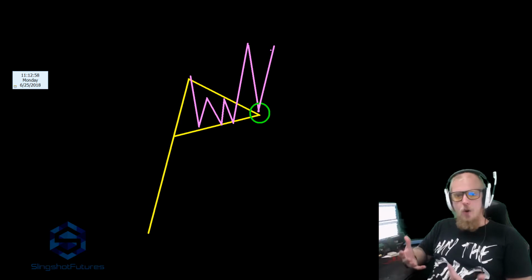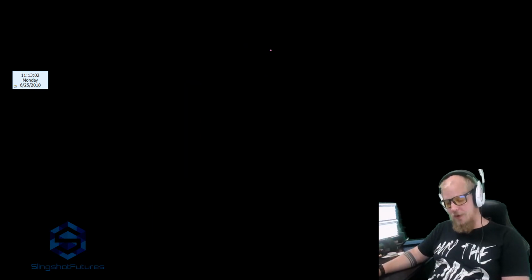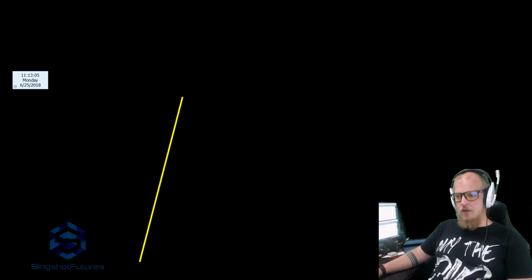Now that we know how to get in, we also have to know how to get out. So the objectives can be split up in a couple different ways. So you have the wedge itself, right?